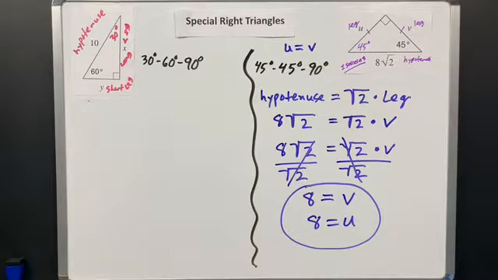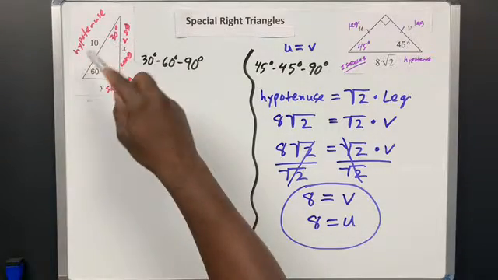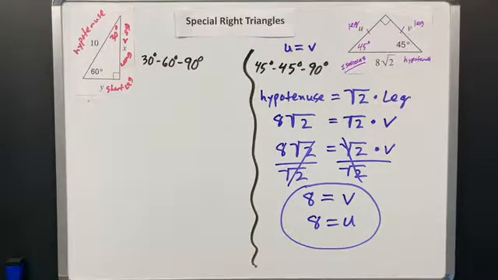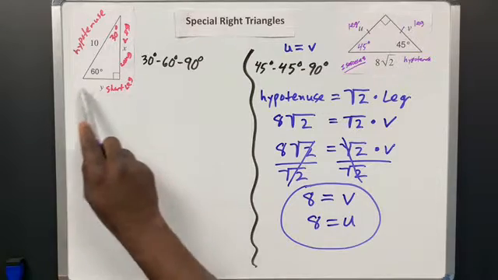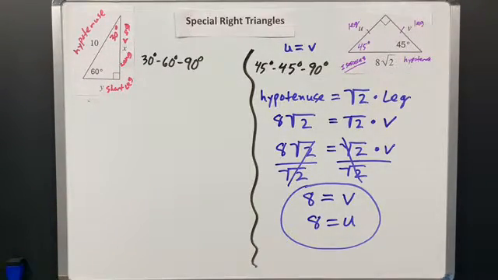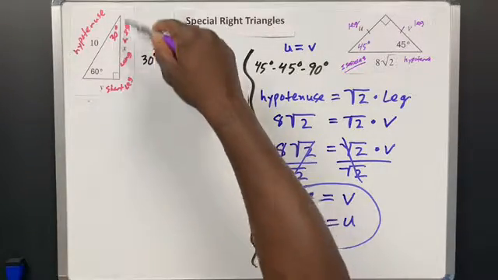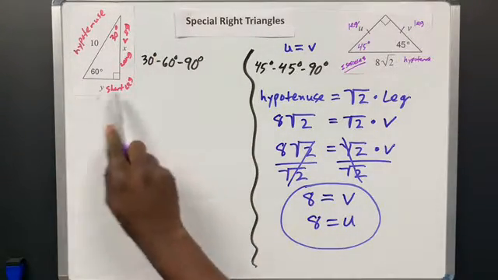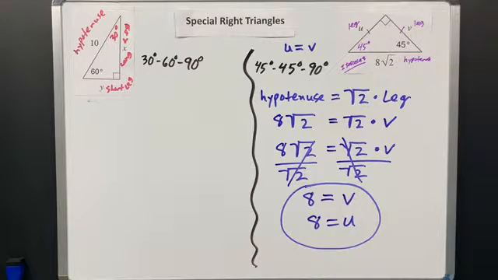Now, there are two basic rules that apply to this 30, 60, 90 special right triangle. One is that the hypotenuse is equal to 2 times the short leg. Hypotenuse equals 2 times the short leg. And the other rule is that the long leg equals the square root of 3 times the short leg. So we're going to take those two rules one at a time and solve for both y and x.